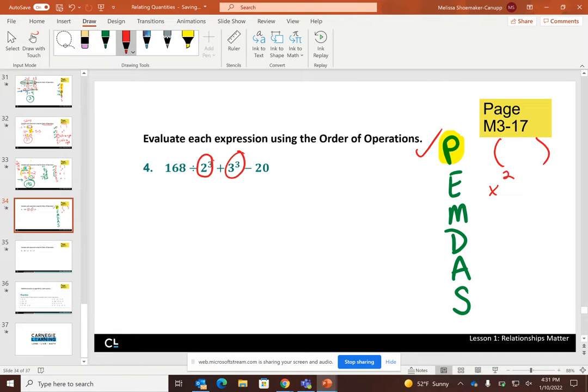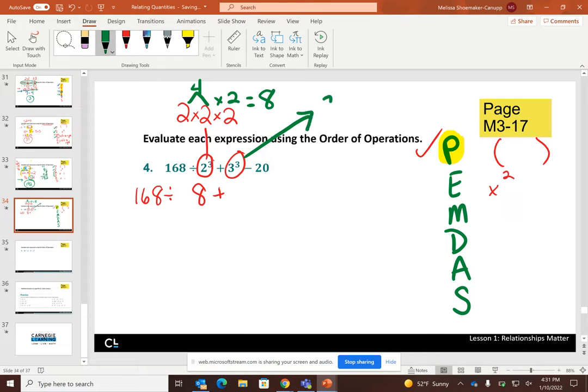So I'm going to start rewriting and just copying down the math I don't need to worry about right now. I'm not dividing. I'm just doing 2 to the 3rd power. That's 2 times 2 times 2. Now this is where some of you mess up. 2 times 2 is 4. Times 2 again is 8. 3 cubed is 3 times 3 times 3. 3 times 3 is 9 times the other 3 equals 27.